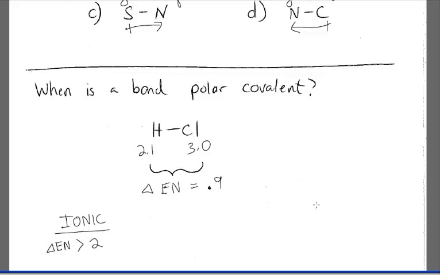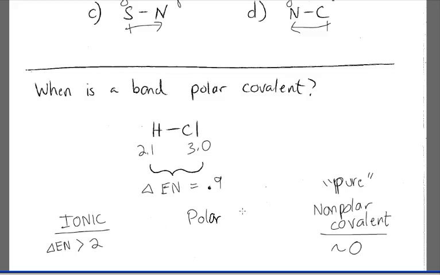And if it's a nonpolar covalent bond, or completely pure covalent, then it is essentially 0, although people differ on that too. Some people say it's from 0.4 and lower, but somewhere in between are the polar covalent. So they will be less than 2 and greater than, or close to, 0 will be the polar covalent bonds.